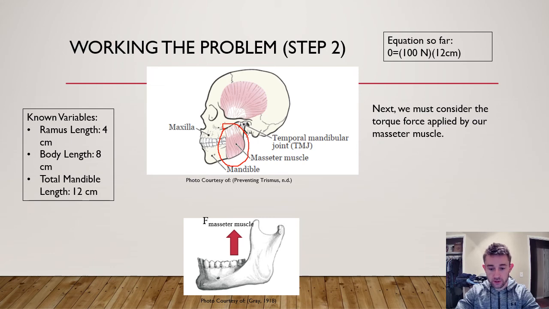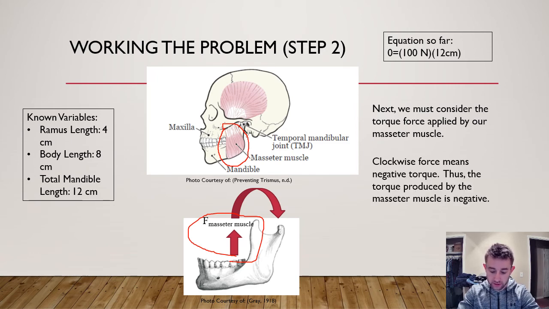This is an upward force. It has to bring our mandible up to chew. So it's going to be an upward force. Because it is an upward force, it is going to be going in the clockwise direction. Thus, this will be a negative force, or a negative torque, excuse me. This is the force we're trying to solve for.